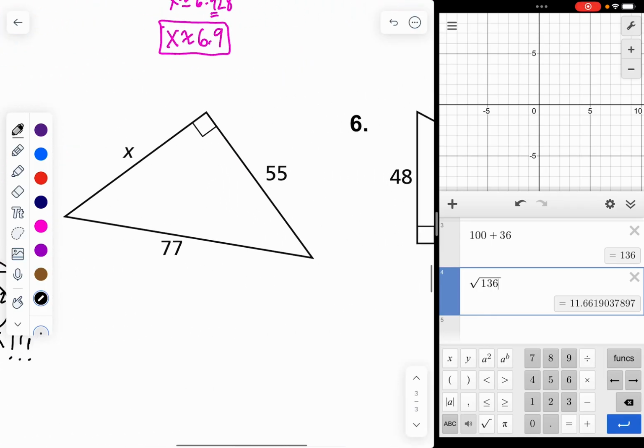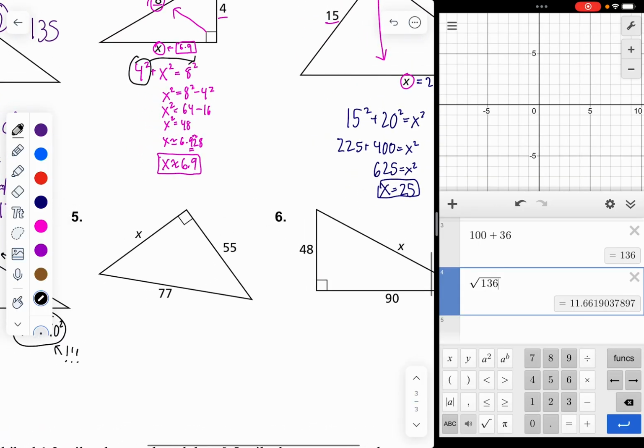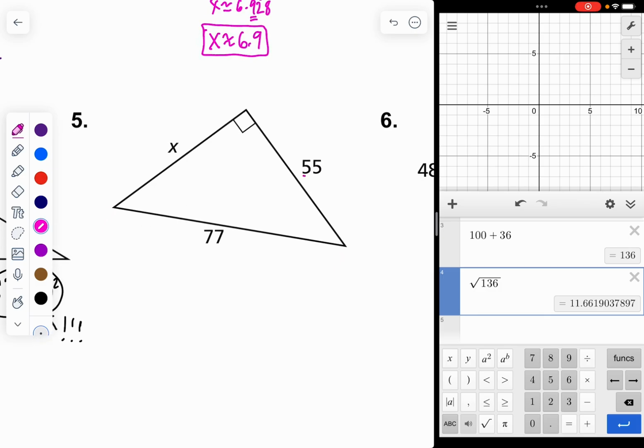Number 4. I'm going to quickly work 5 and 6 for you guys. 55 squared, x and 77 squared. Where are they going to go in the Pythagorean theorem? Put it together and see. So let's take a look if you got it right.